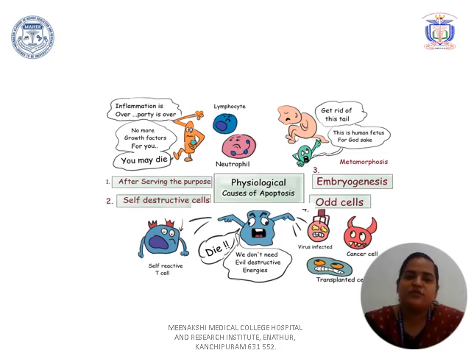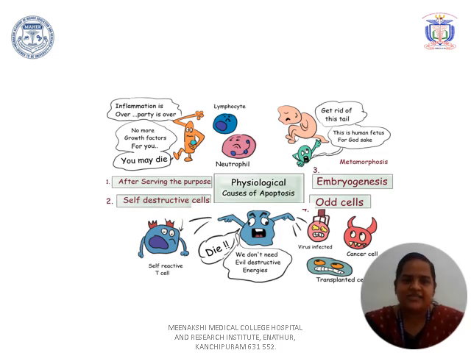The second reason could be self-destructive cells. The anti-immune bodies which are produced in your body, which try to suppress your host immune system, are to be destroyed. The third is embryogenesis. During the development of fetal life, vestigial structures like the tail, or the webbed fingers, slowly deteriorate, which is also a physiological process of apoptosis.